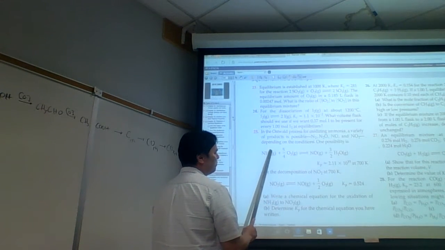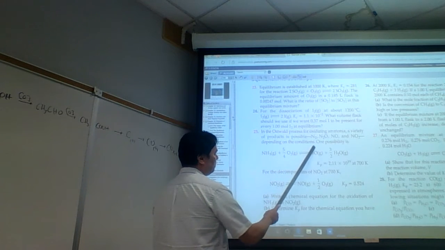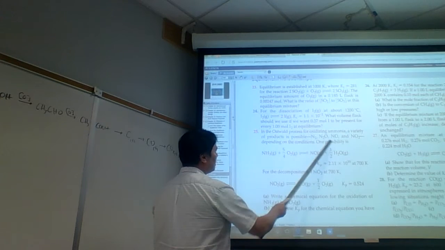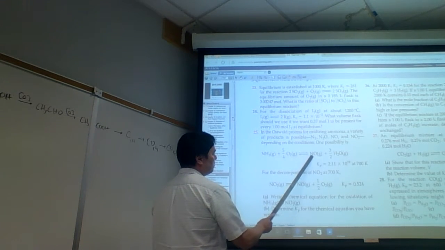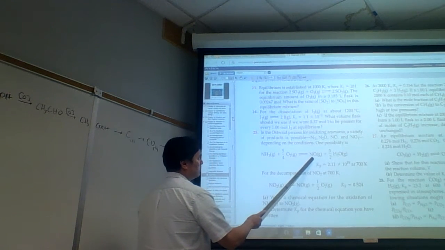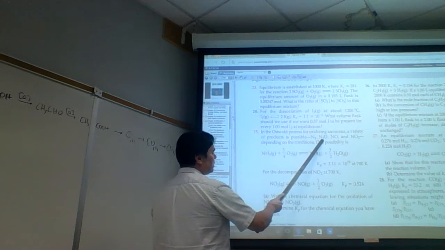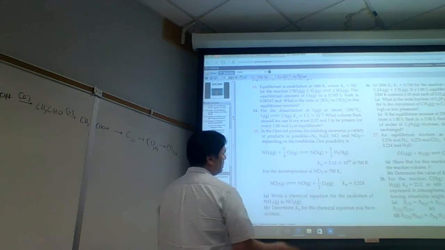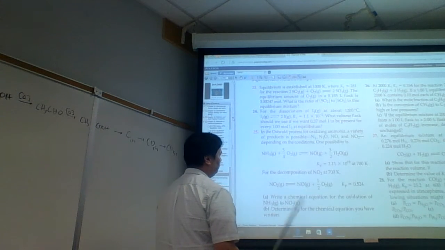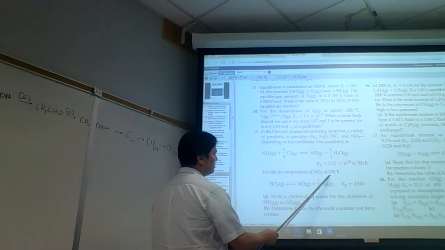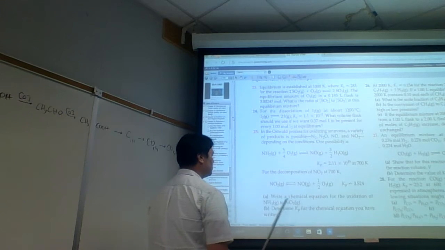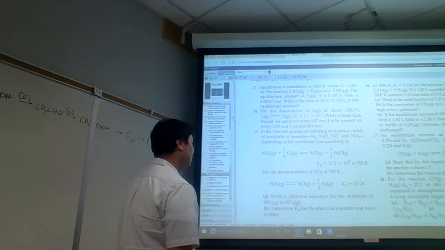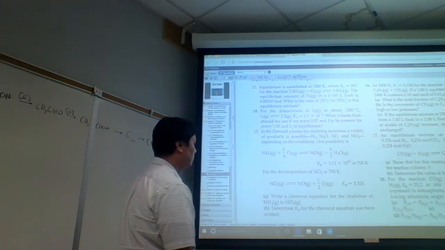That's why redox is pretty complicated. But what we do is try to make it simple by fixing the concentration and other stuff. One possibility is this: it goes to nitric oxide, or NO. So this would be nitrous oxide, nitric oxide, nitrogen dioxide. For the decomposition of NO2 at 700 Kelvin, write a chemical equation for the oxidation of ammonia to NO2. Determine Kp for the equation.